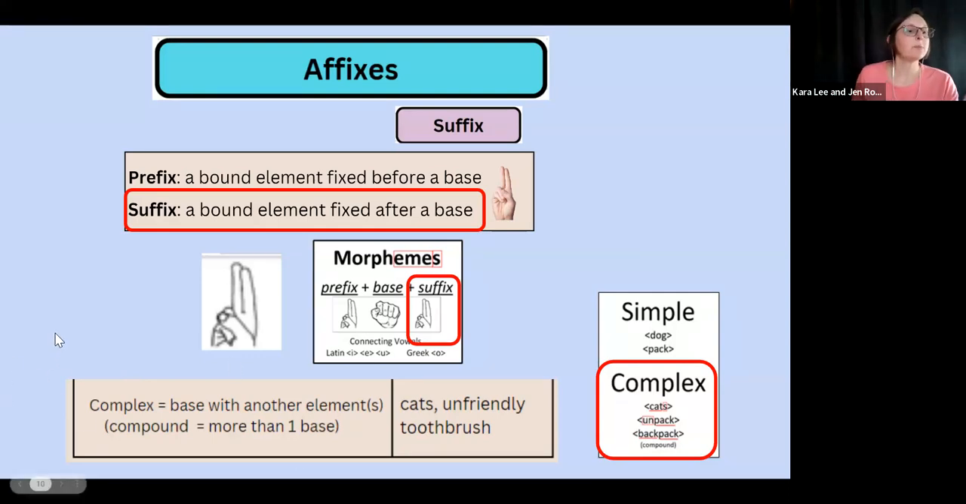Okay, so a complex word is simply a base with another element, at least one other element, like cats, unfriendly, toothbrush. Toothbrush is a base with another base. We'll talk more about those specific kinds of complex words later. Those are called compounds.